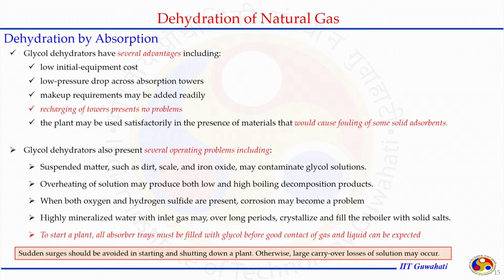The glycol dehydrator also presents several operating problems, like the adsorption process or any other process. When we are talking about the advantages, there are certain issues also with any operation. For the glycol dehydrator, if suspended matter like dirt, scale, and iron oxide is present, it may contaminate the glycol solution, and if that happens, the efficiency of the process will go down.